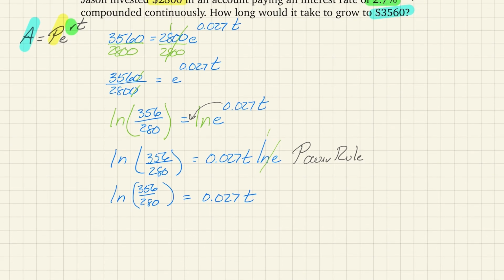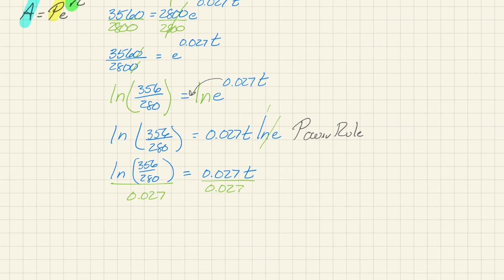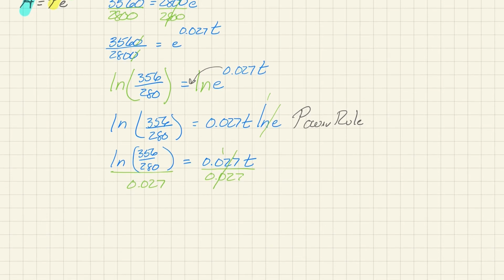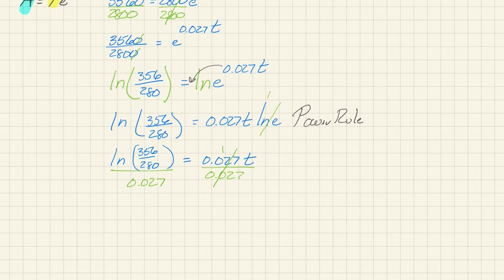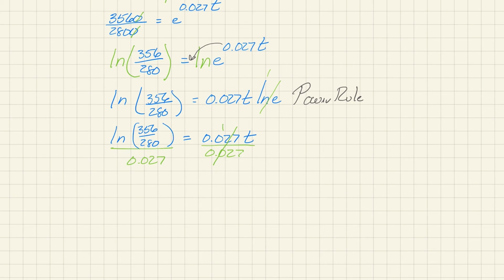So what I'm going to do is divide both sides by 0.027. Doing that, this reduces to 1, which is exactly what we wanted. We did that with purpose, and we were very intentional about that. So my left side of my equation looks like this: the natural log of 356 over 280 divided by 0.027 is equal to t.